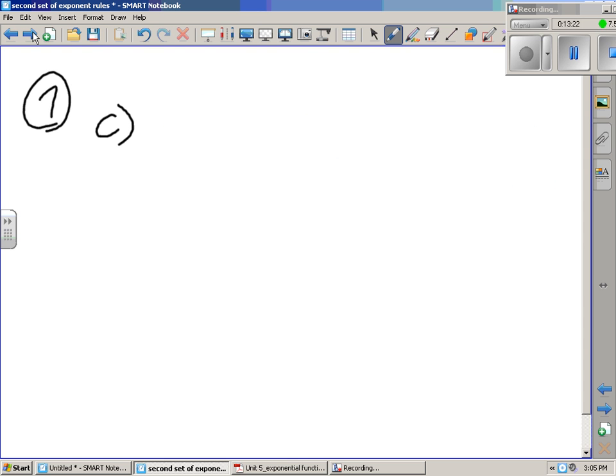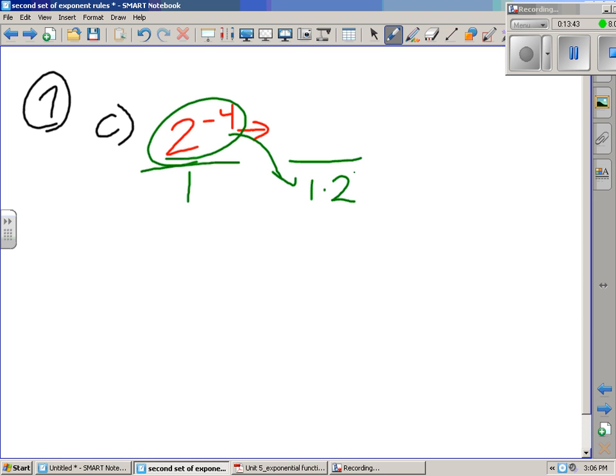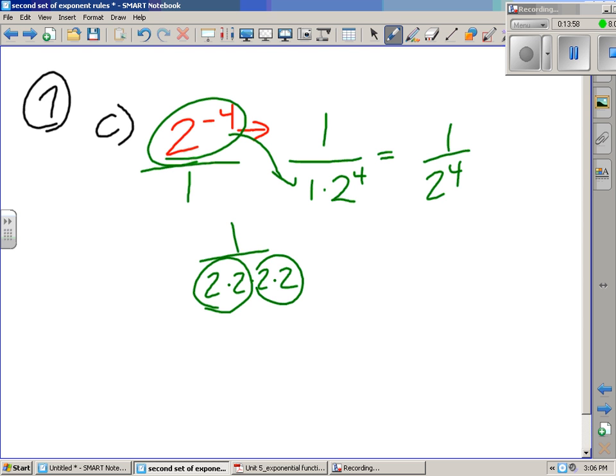All right, let's look at example C. Example C is 2 to the negative fourth. So what I'm going to do is write the fraction bar in, and I have the 1 in the denominator. I flip this over the fraction bar, and it becomes 2 to the power of 4. In the numerator, we're left with the hidden 1. 1 times 2 to the fourth is just 2 to the fourth. So we get 1 over 2 times 2 times 2 times 2. 2 times 2 is 4. 2 times 2 is 4. 4 times 4 is 16. And we get 1 over 16.